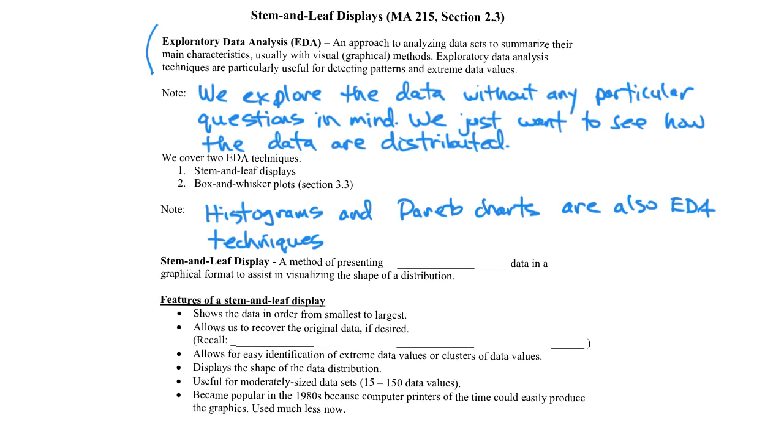So a stem and leaf display is a method of presenting quantitative data in a graphical format to assist in visualizing the shape of the distribution. So we'll be able to see the shape of the distribution like we did with a histogram. Remember, a histogram showed the shape. We could have a mound shape, symmetric, or skewed left or skewed right. So it shows the shape of the distribution of data, and a stem and leaf display will do that also.